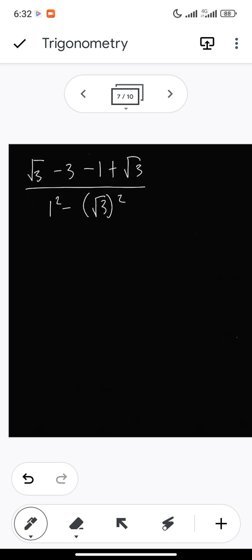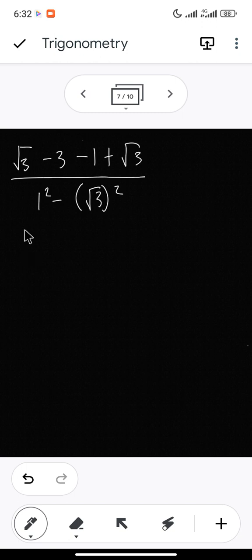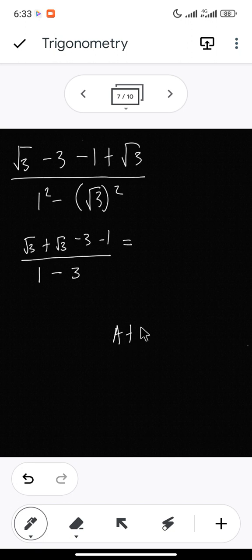So going back to this, now we're going to add and subtract like terms, and we're going to have root 3 plus root 3 minus 3 minus 1, all over 1 squared, which gives you 1, and root 3 squared gives you 3. Now this root 3 plus root 3 is just like saying a plus a. A plus a gives you 2a. So root 3 plus root 3 is going to give you 2 root 3.